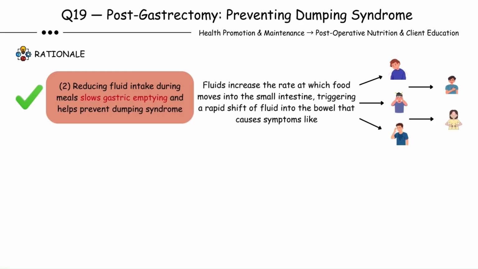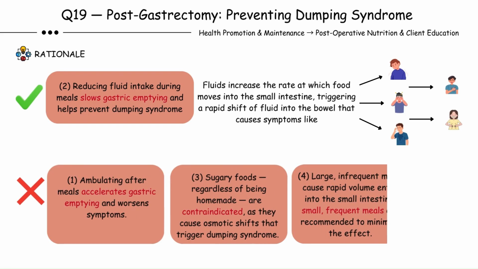And here's why the other options don't work. Option 1. Ambulating right after eating actually speeds up gastric emptying, making dumping syndrome worse. Option 3. Cakes and pastries, whether homemade or not, contain simple sugars that rapidly draw fluid into the intestine. Definitely not recommended. Option 4. 3 large meals overwhelm the stomach at once and empty too quickly. We want small, frequent meals to keep the volume steady and predictable.